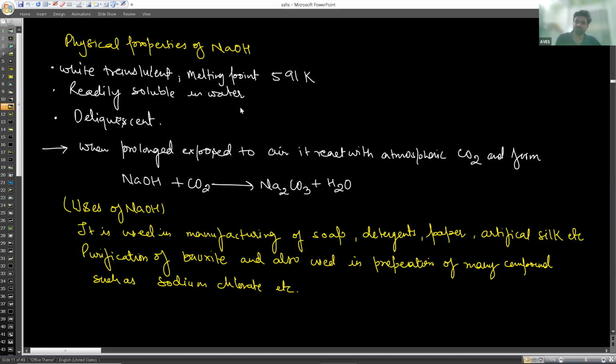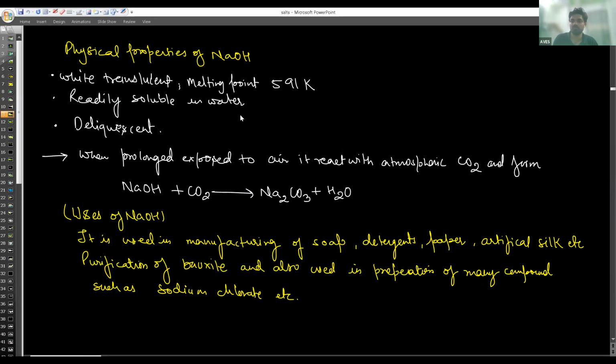How bleaching powder is prepared. Sir, bleaching powder can be prepared by passing electricity to the concentrated aqueous solution of sodium chloride. Okay. And so this process is known as chlor.